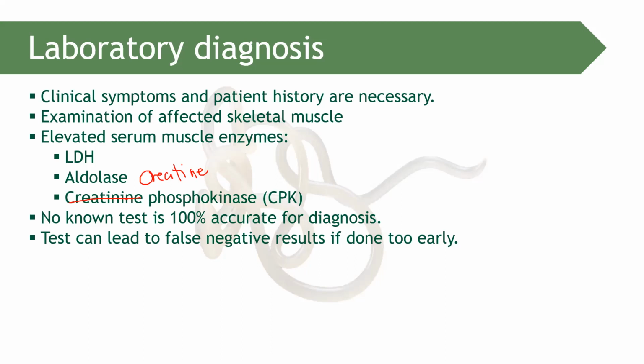No known test is accurate for diagnosis. Why? Because the egg can be seen in the stool, the larvae in the tissue, and the adult, since the egg is seen in the stool, is also in the intestine. Sometimes, if the testing is too early, it can lead to a false negative result.